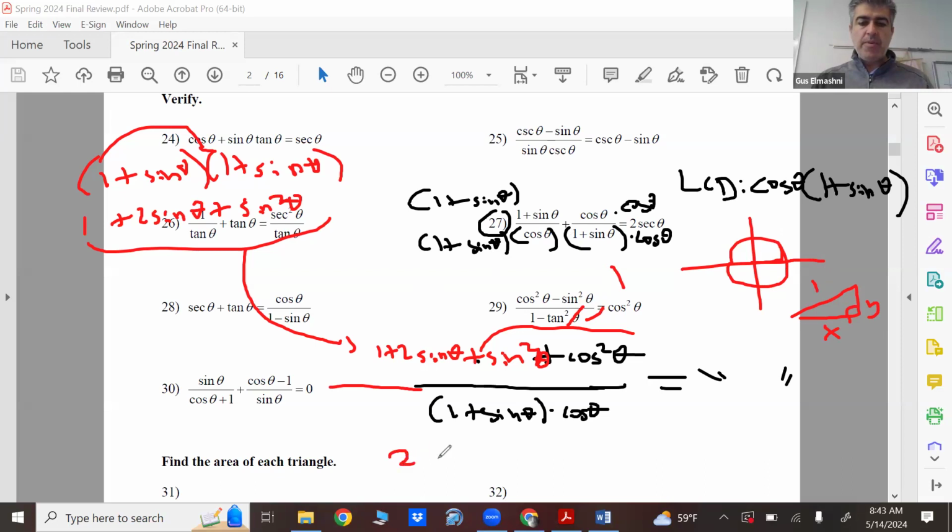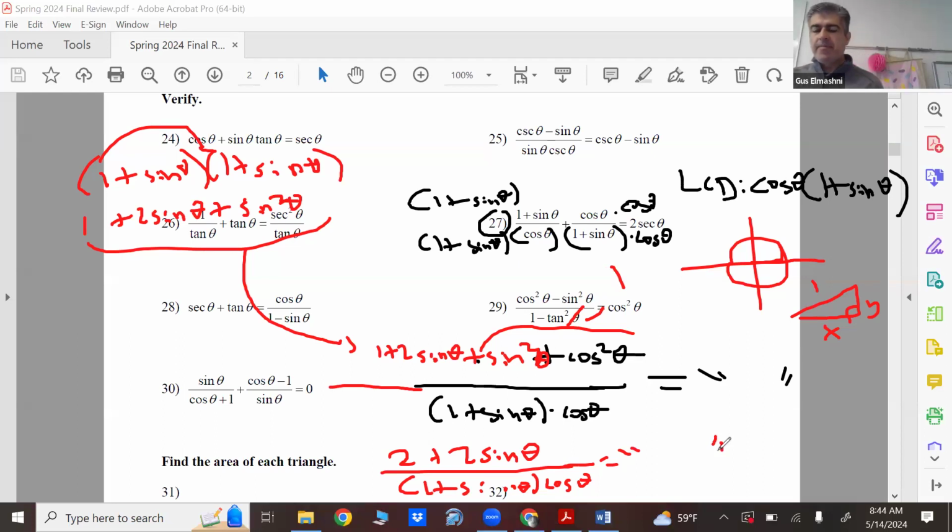So now I get 2 plus 2 sine theta, because 1 plus 1 is 2. Okay, I'm feeling better about this. I think I see the light at the end of the tunnel. Remember, the other side is 2 secant theta. So I needed 2 for sure.